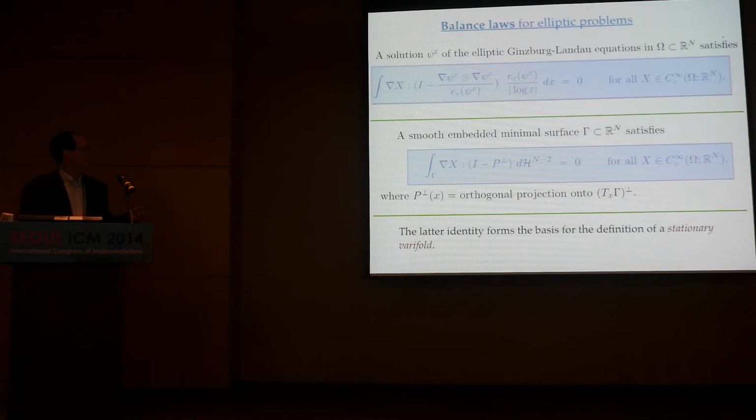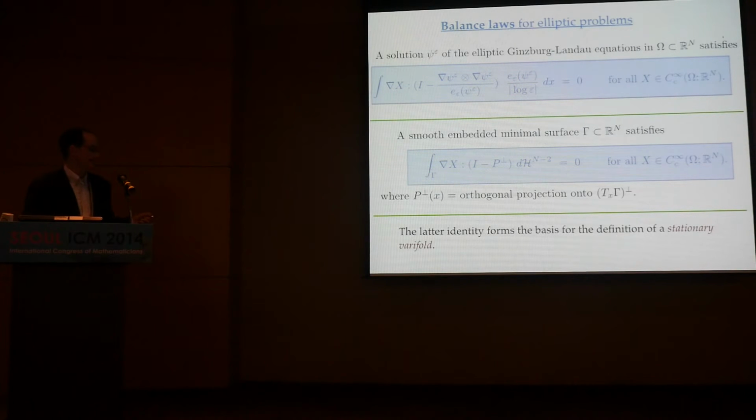Okay, so in the elliptic case, here, if psi is the solution of the elliptic Ginzburg-Landau equation in an n-dimensional domain, this is really just the statement that the divergence of an energy momentum tensor vanishes. I've written this in a funny way to emphasize the parallel structure between these two things. And here too, this is the statement that the divergence of an energy momentum tensor associated with the minimal surface vanishes. This is also really the statement that the distributional mean curvature is equal to 0.